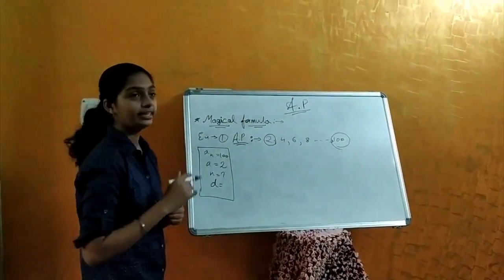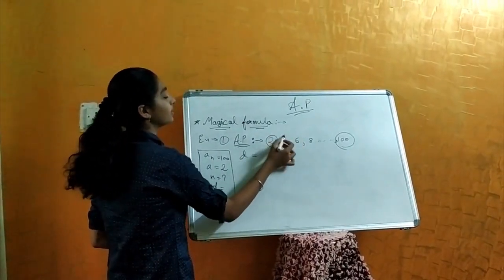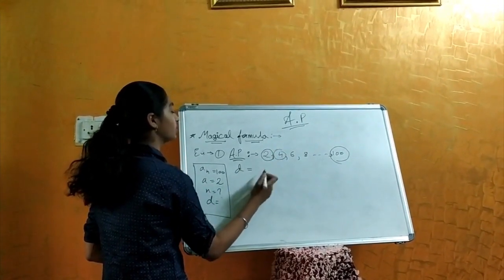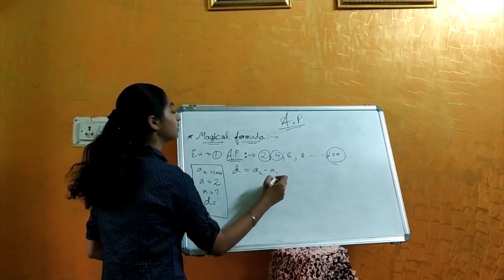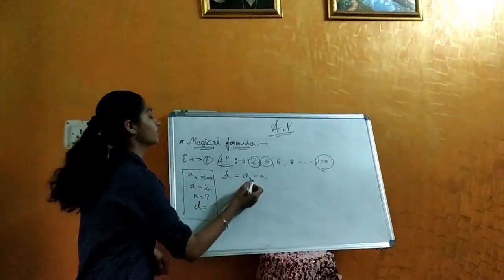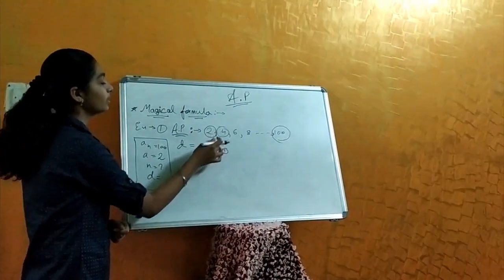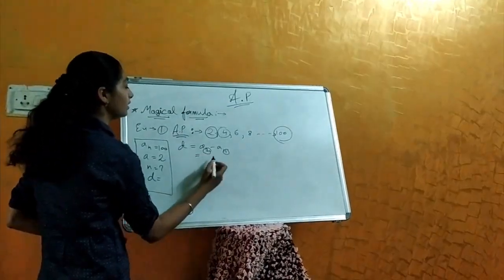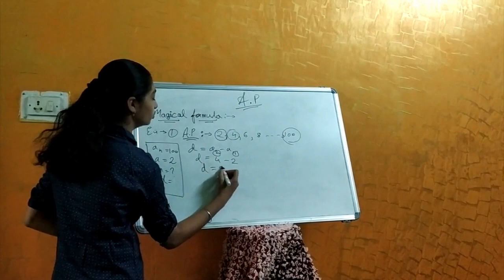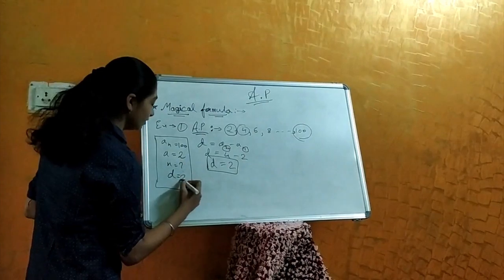Okay, d. How to find d? As we did earlier, we find d by subtracting the first term from the second term: a2 minus a1. Now you must be thinking what are this a2 and a1. n means number of terms. Here the number of terms is 2, that means the second term, and here the number of terms is 1, that is 2. So what will be d? 4 minus 2. What is it? 2. So this is our d. I will just write it here and rub this.